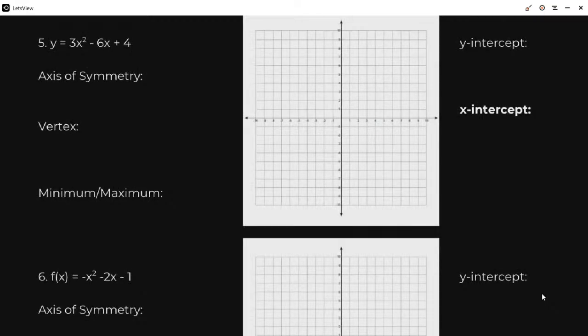Okay, next one. This is in standard form. Oh, hold on. I wrote all the other ones in blue, so I'm gonna write this in blue.